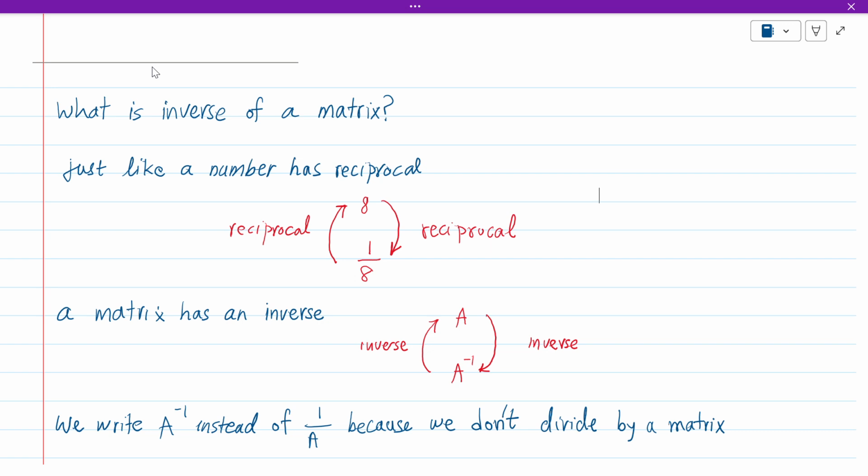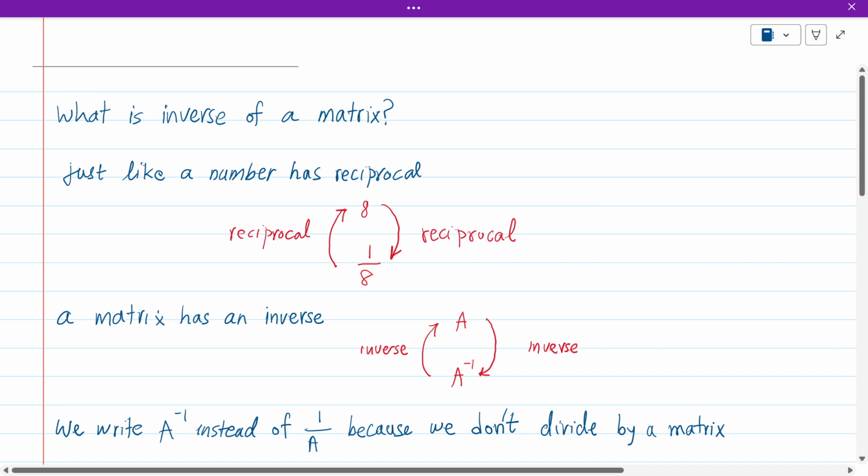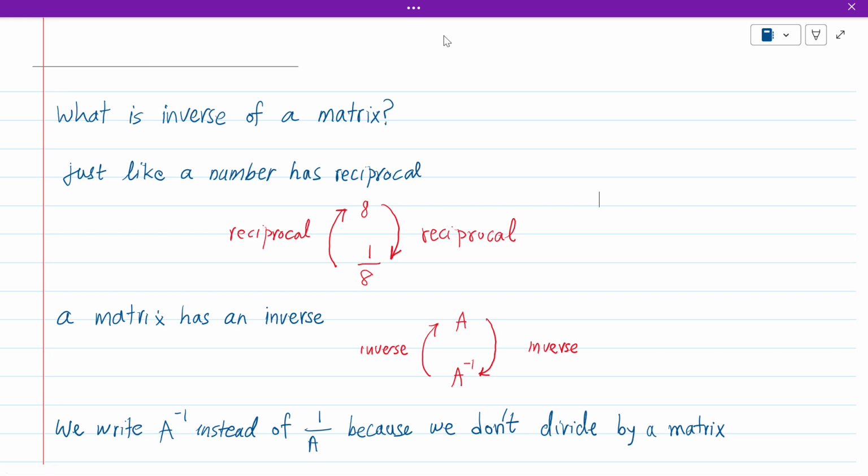Hello everyone. In this lecture, we shall learn about inverse of matrices. So what is the inverse of a matrix? The same way you have numbers, if you have 8 and you take the reciprocal 1 over 8, that is somewhat the inverse. And if you have 1 over 8, 8 is somewhat the inverse.